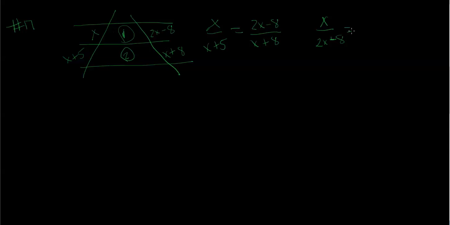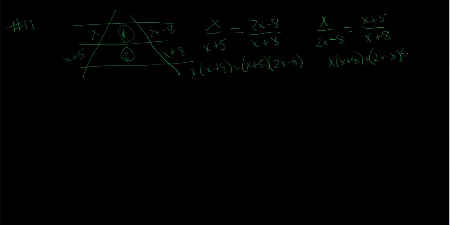If I cross multiply, I have x times x plus 8 equals x plus 5 times 2x minus 8. And if I cross multiply over here, I have x times x plus 8 equals 2x minus 8 times x plus 5. So even though I reversed these, I have exactly the same problem. It doesn't matter which way you do it as long as you are consistent and compare the same things.